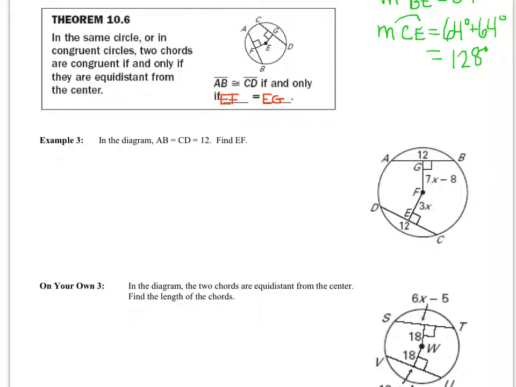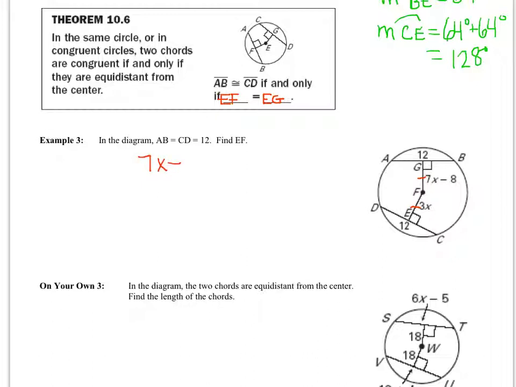Example 3 here, it says in the diagram, AB equals CD, which equals 12. So the distance of AB and the distance of CD are both 12, or the length of them, so that means they are the same distance from the middle, so I can mark those two pieces the same. Find EF.